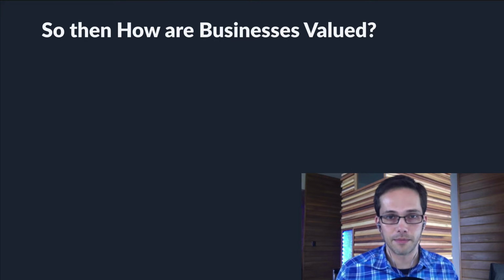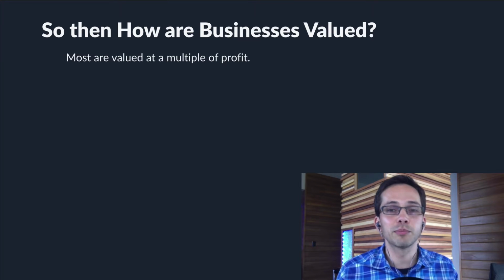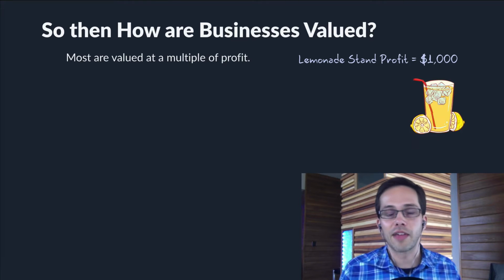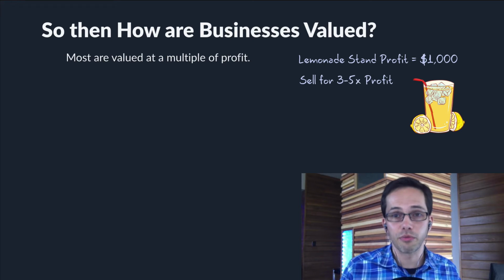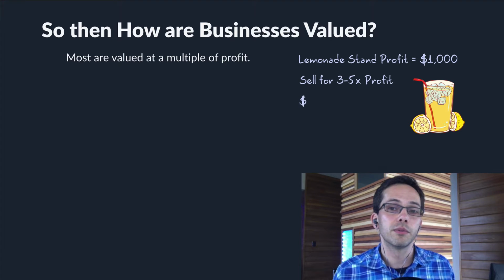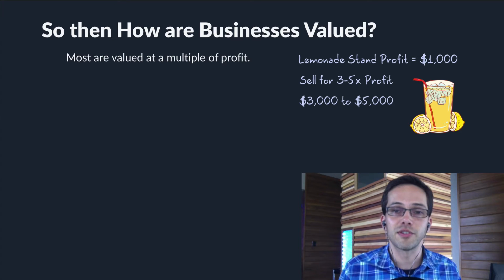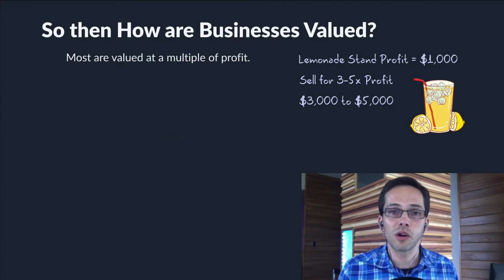Well, most of them are valued at a multiple of profit. So let's say I have a lemonade stand and the profit from it is $1,000. I might get lucky if I get to sell that for 3 to 5 times profit, which would be like $3,000 to $5,000. It's just how most businesses work.